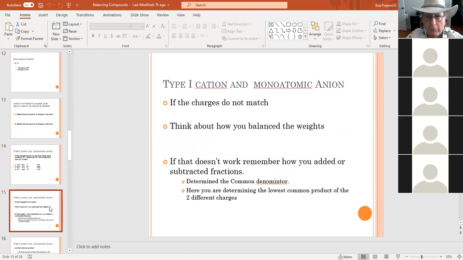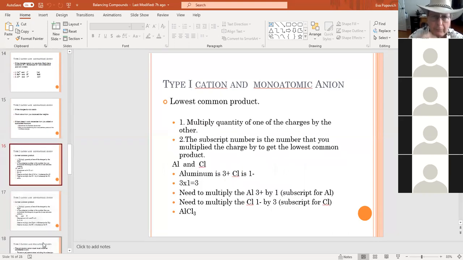What happens is when the charges don't match, you have to think about how you balance the weights. All right, you have Al and Cl. Al has a charge of plus 3. Cl has a minus 1. So in order to balance the charge, you have to put 3 negative chlorines in there to balance the 3 plus aluminum. So you need to multiply the Al3 plus by 1. That is going to be the subscript for Al. And you need to multiply the Cl1 minus by 3. That's going to be your subscript for Cl. So the overall balanced molecule is AlCl3.